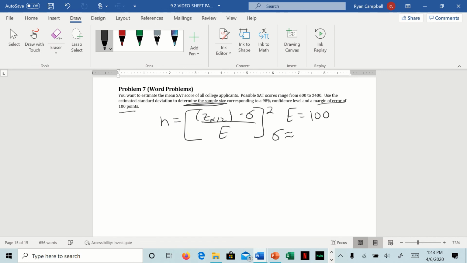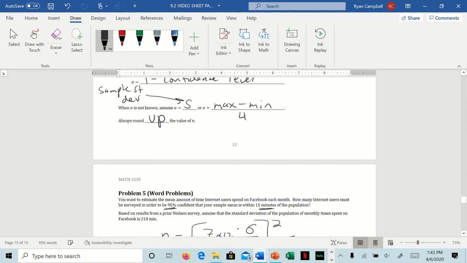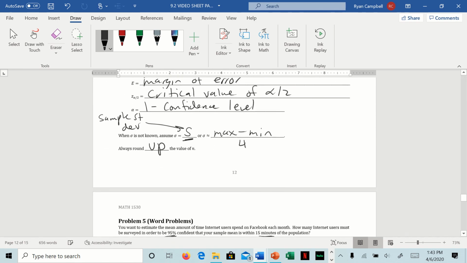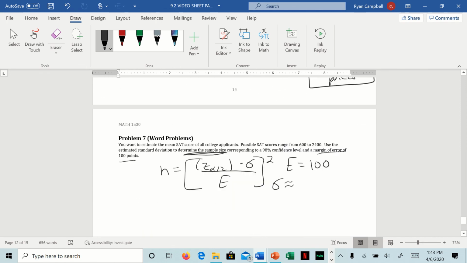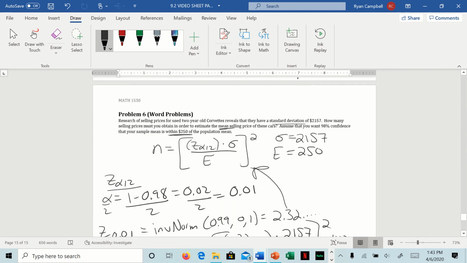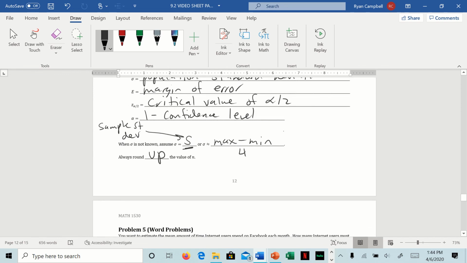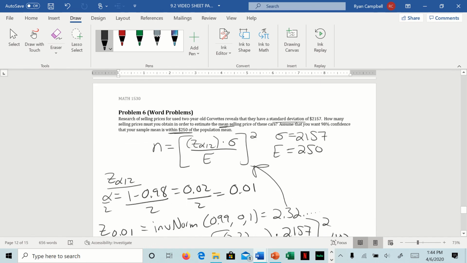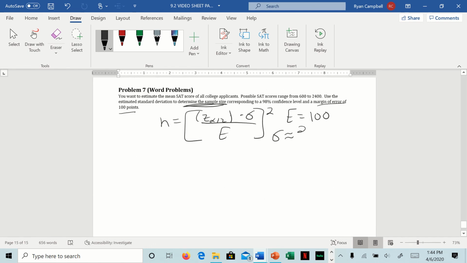If we go back to what it said, it didn't give us a sigma. We could use the sample standard deviation, but it didn't give us that either. It didn't give us any standard deviation. So what we can do is use this formula: take the maximum value minus the minimum value and divide it by 4. So 2400 minus 600, because the smallest you can have is 600 and the biggest you can have is 2400, and then divide by 4. We see that we can use a sigma of about 450.